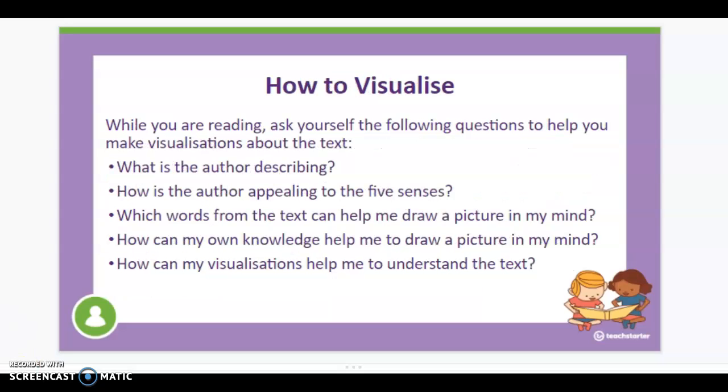So while you're reading, you need to ask yourself the following questions to help make visualizations about the text. So what exactly is the author describing? What kind of words are they using? What kind of language? Have they got adjectives describing how big, the color, the detail, the texture? How is the author appealing to the five senses? So sight, smell, touch, feel, all those kinds of things. Which words from the text can help me draw a picture in my mind? So these are things such as adjectives. The more descriptive language that they're using in the text, the better and more detailed the picture is that you're going to be able to build. How can my own knowledge help draw me a picture in my mind? How can my visualizations help me to understand the text?